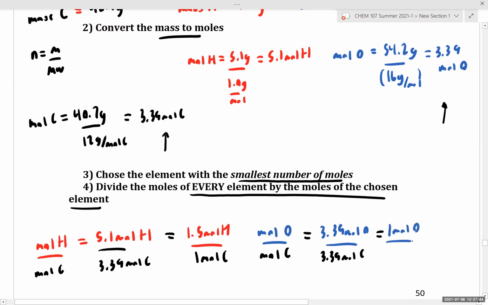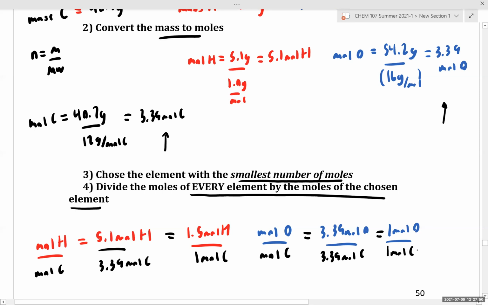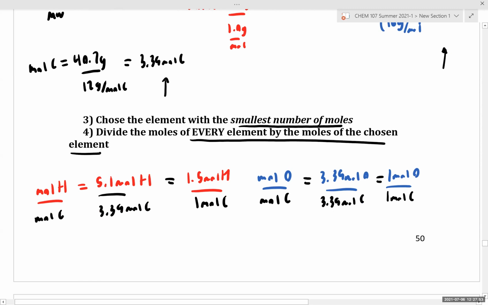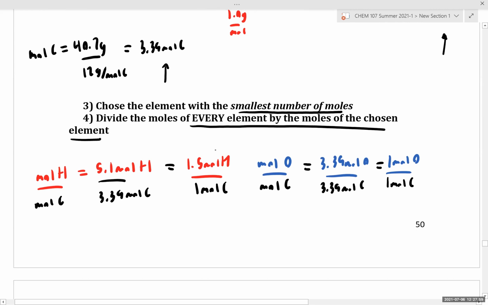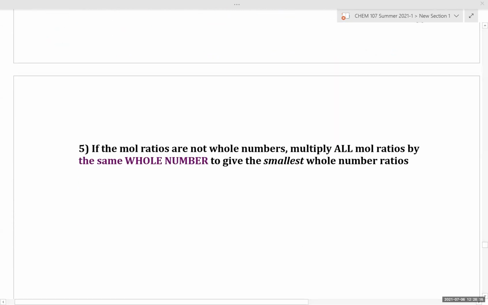So we're almost there. We almost have our empirical formula. We have 1 mole of oxygen per 1 mole of carbon. However, we notice that we don't have a whole number ratio of elements. So we have to fix that, using a trick almost identical to when we started to talk about the formulas of ionic compounds. If the mole ratios are not whole numbers, multiply all mole ratios by the same whole number to give the smallest whole number ratios.